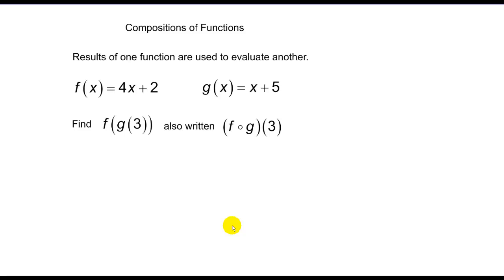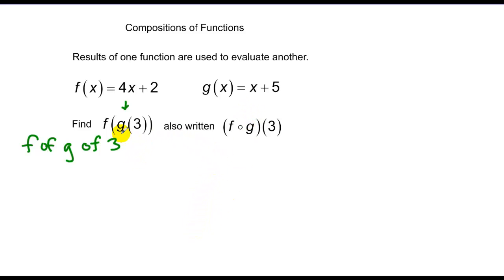So let's talk about compositions of functions. Usually when you talk compositions, we're talking about more than one function. And when we find answers for compositions, we take the results of one function and use those to evaluate another. In this case, we're going to find f of g of 3. So let's write out how you'd say this. F of g of 3. There's no multiplication here. And that's also written as f composed of g evaluated at 3. Same thing. Typically, I like writing it this way. You'll see some books writing it this way as well.